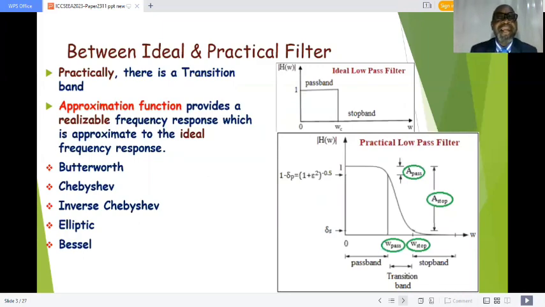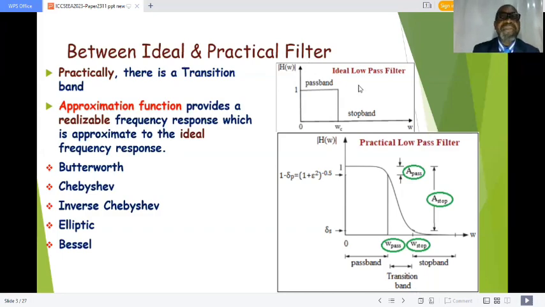There is ideal and there is practical. There is an ideal filter, there is a practical filter. This diagram is showing us the frequency response of an ideal low-pass filter. You have the pass band, you have the stop band. In between the two, we have what is known as the transition band.